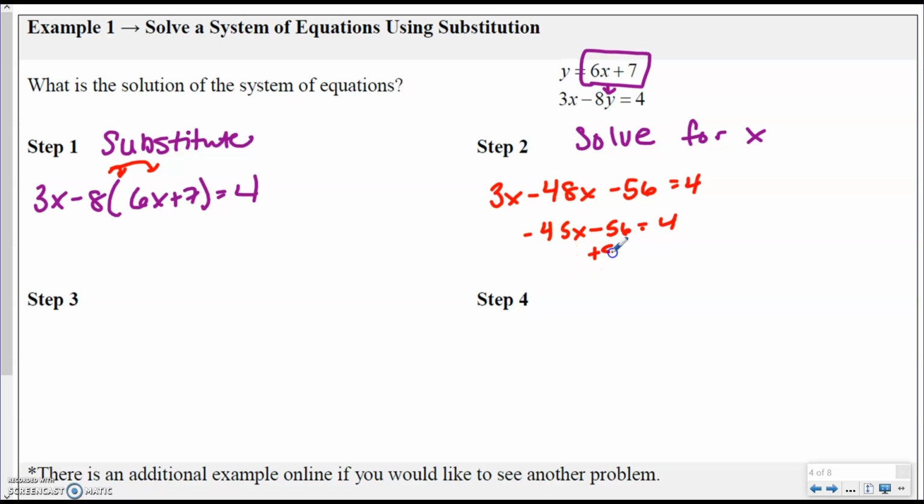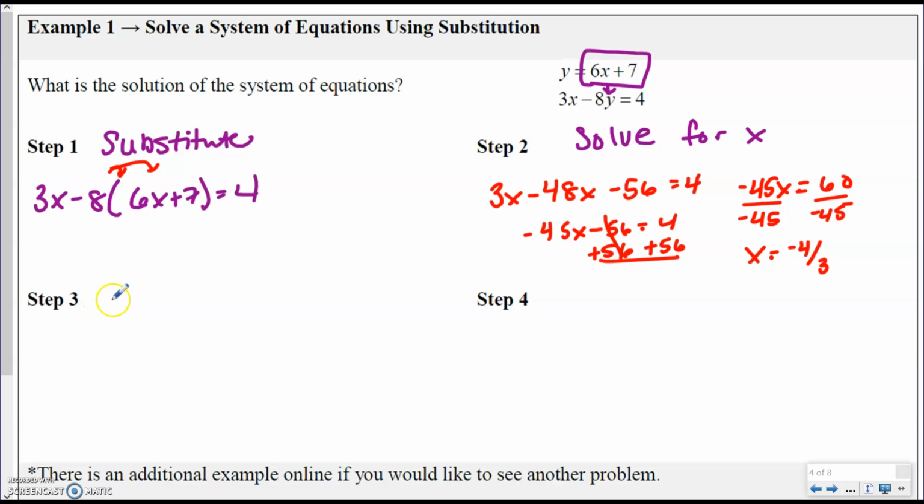We're going to add 56 to both sides. So that cancels, and we get negative 45x equals 60, and then divide by negative 45 on both sides. So when you type that in your calculator, you should get negative 4/3. Okay, actually, if you type it in your calculator, you're probably getting negative 1.3 repeating. Remember to change that to a fraction.